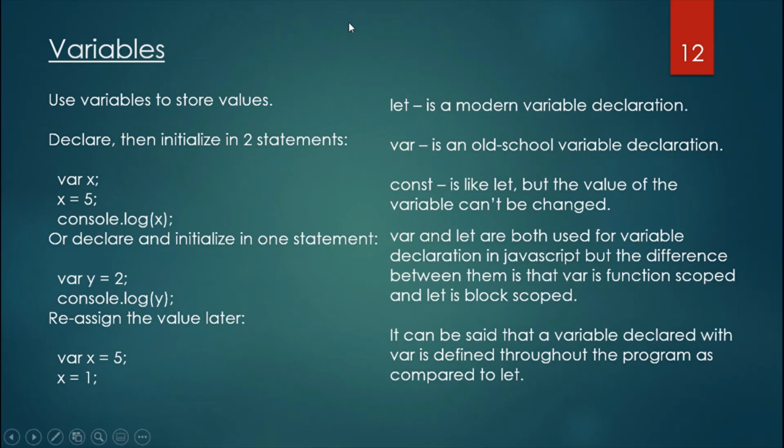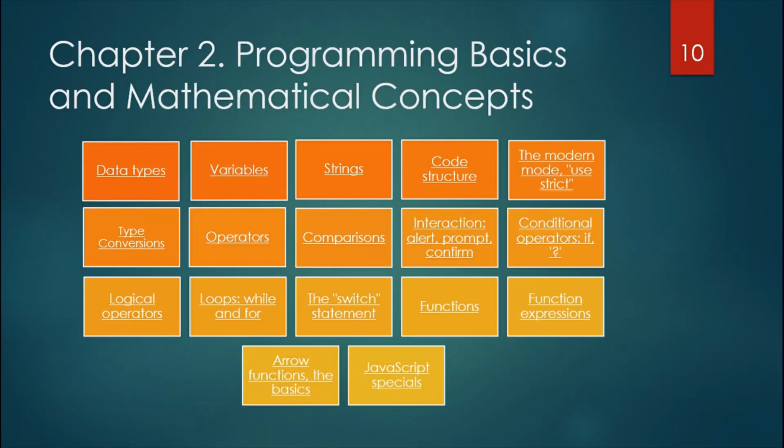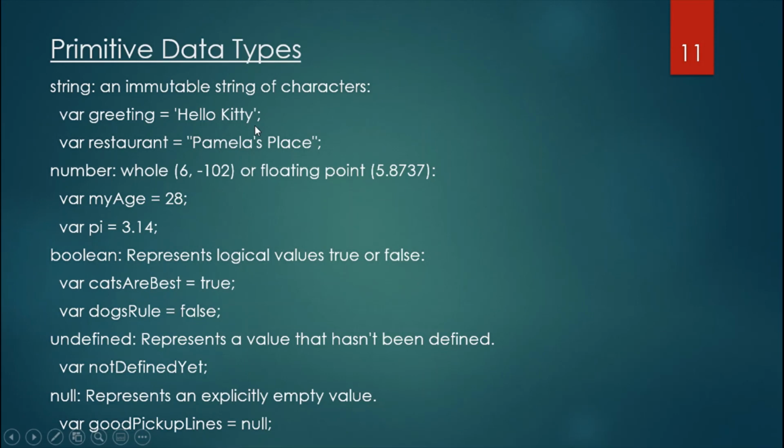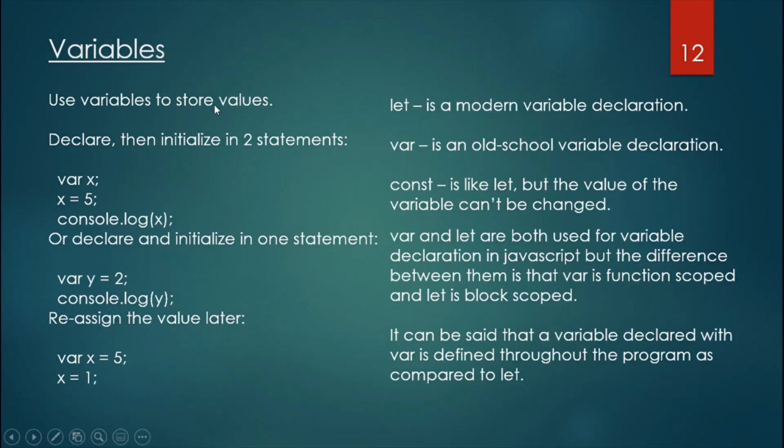The next would be the variables. So there are different kinds of variables. Use variables to store values. Whenever we are writing any kind of program, this program contains some expressions or different kinds of variables. Now if you want to declare two statements like var x and x is equal to 5, let's discuss this practically.